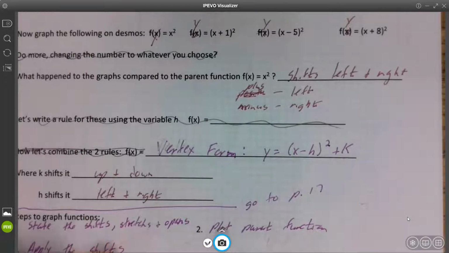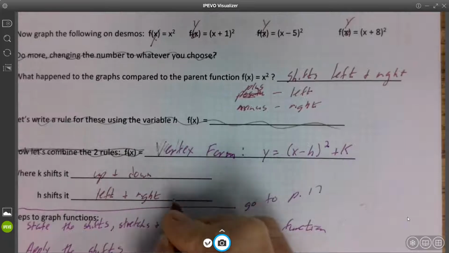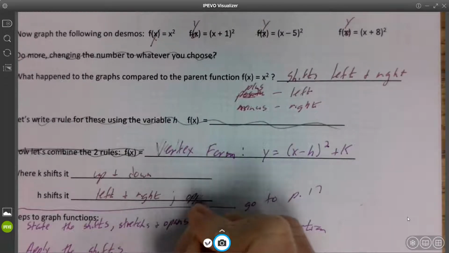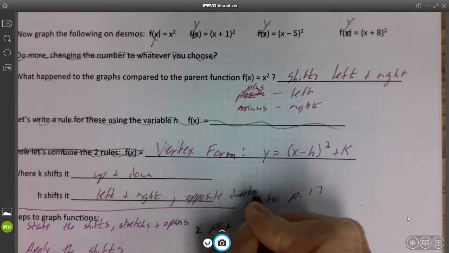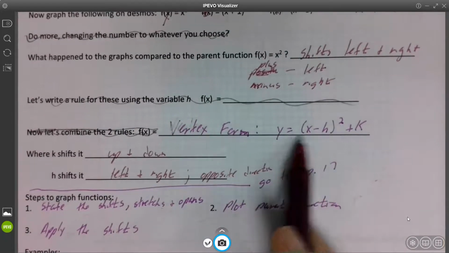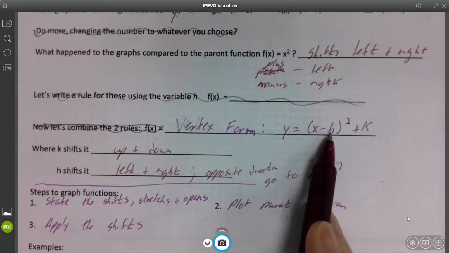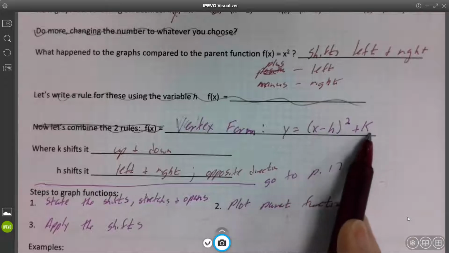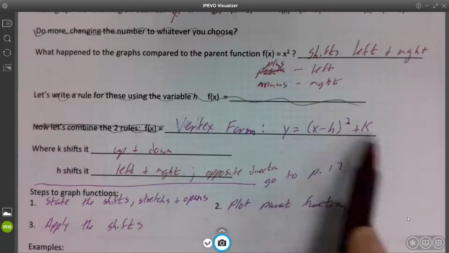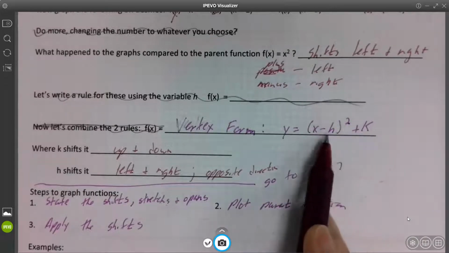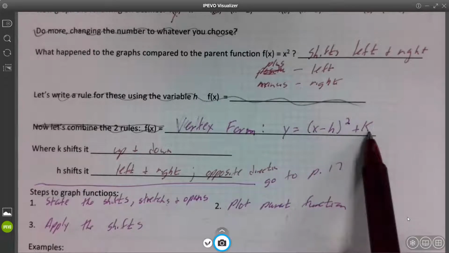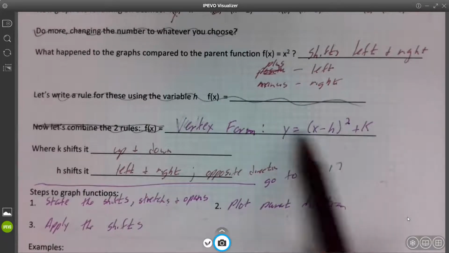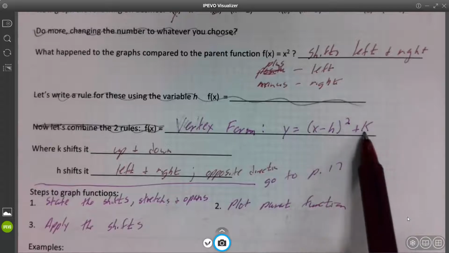And with the h shift, okay, it's going to go the opposite direction. So using vertex form, this is going to shift it horizontally. This is going to shift it up and down. So I remember h is horizontally and the other one is just up and down. So that's how I remember them. So in vertex form that we learned about yesterday, this is what it looks like. This shifts it left and right, up and down.